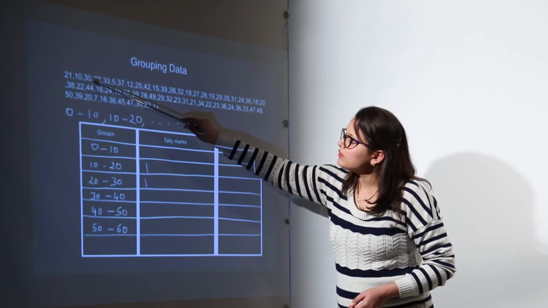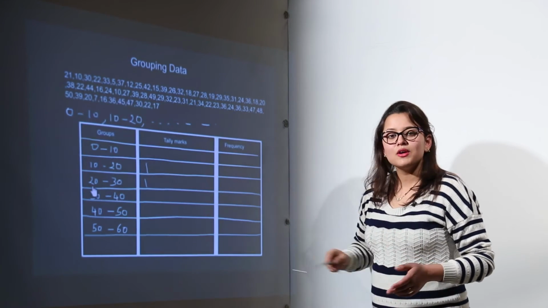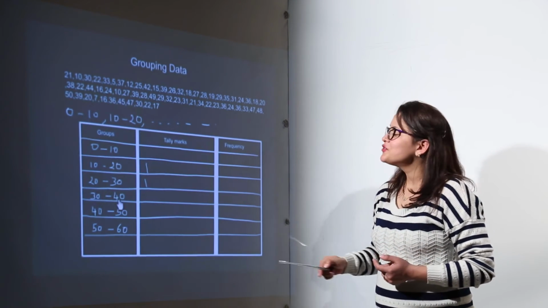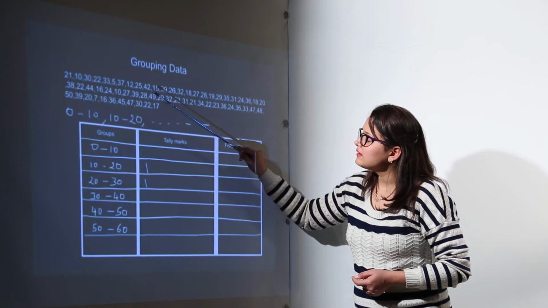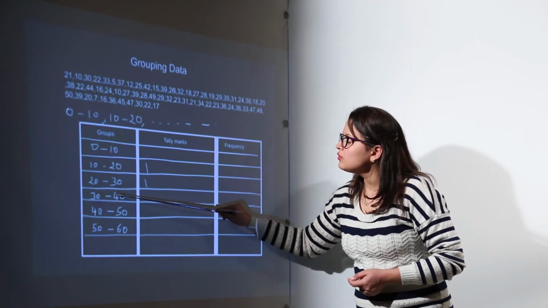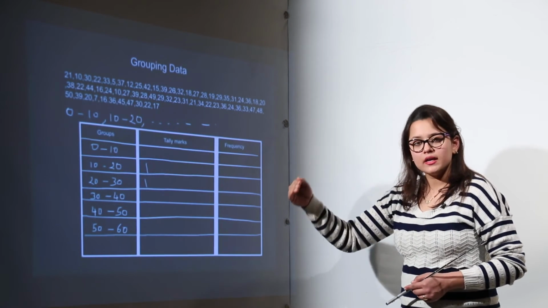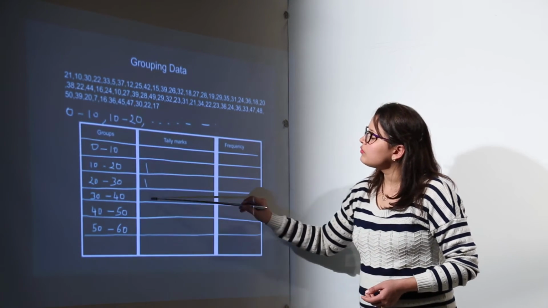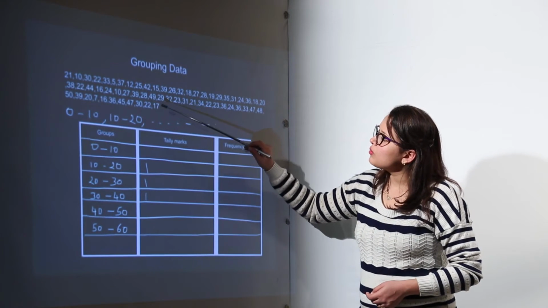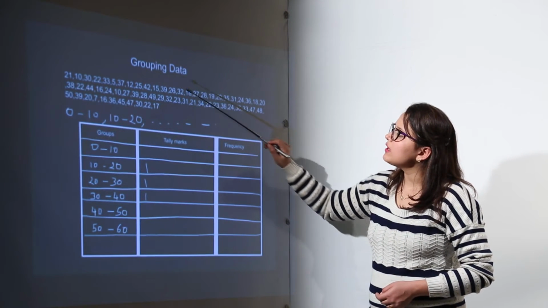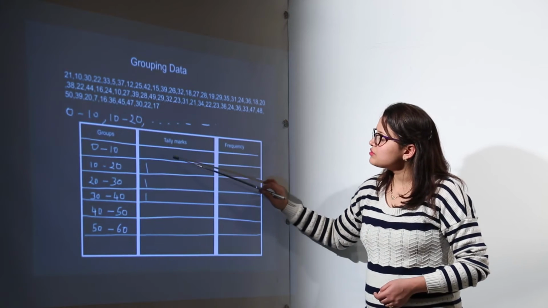Similarly, moving on, we have 30. Again we are going to have the same confusion. So we are going to place the value 30 in the 30 to 40 group, because the value 30 will always go in the higher group, that is the 30 to 40 group. Similarly, we can go on with 22, 33, 5, 37, 12 and so on.